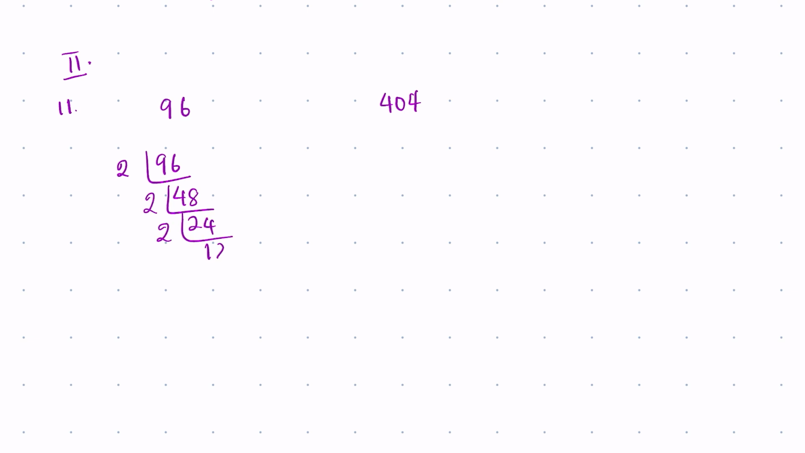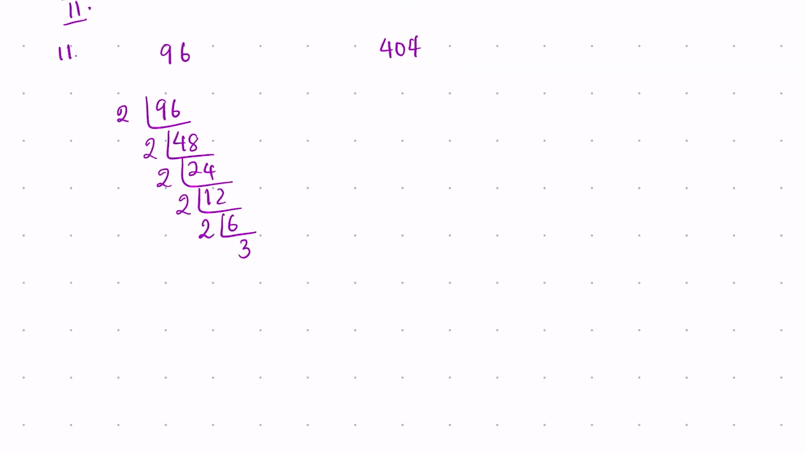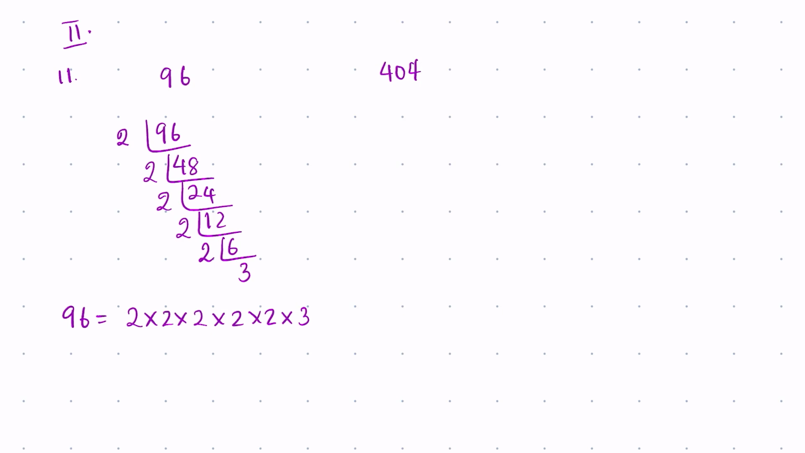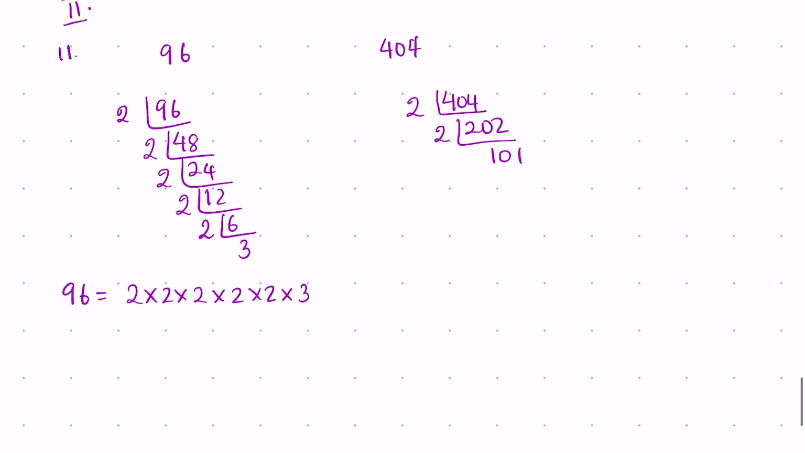2 times 12 is 24, 2 times 6 is 12, and then 2 times 3 is 6. So 96 can be written as 2 times 2 times 2 times 2 times 2 times 3. Alright, let's prime factorize 404. So 404 divided by 2 is 202. Again, if you divide it by 2, you get 101. 101 happens to be a prime number, so 404 is really equal to 2 times 2 times 101.